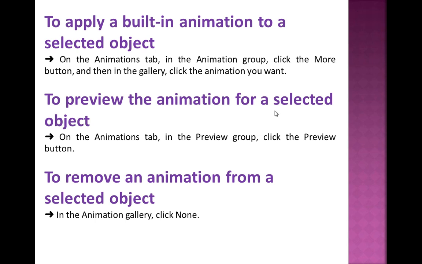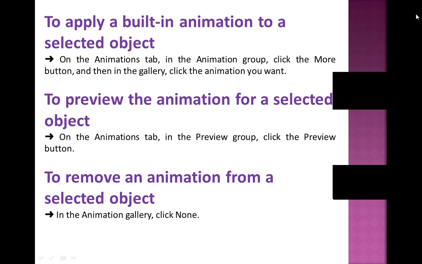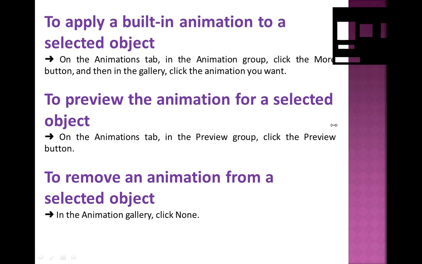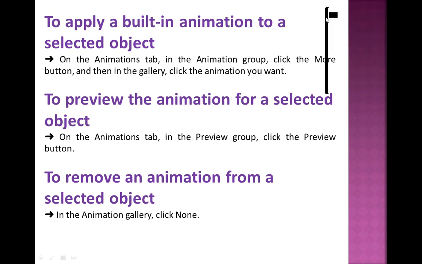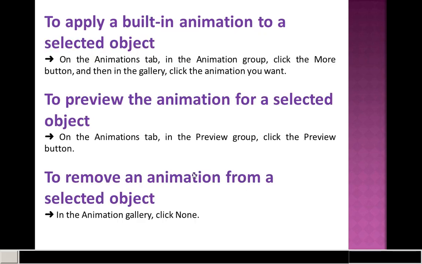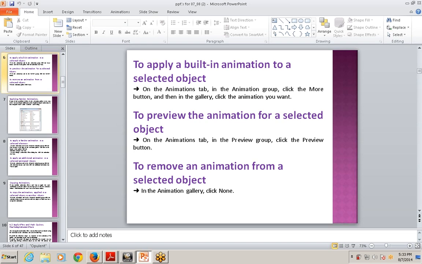Then next one is how to remove an animation from a selected object. Go to the animation gallery and click on None. If you click on None, then it will remove an animation from a selected object. So let's take a practical view of how to apply the animation.